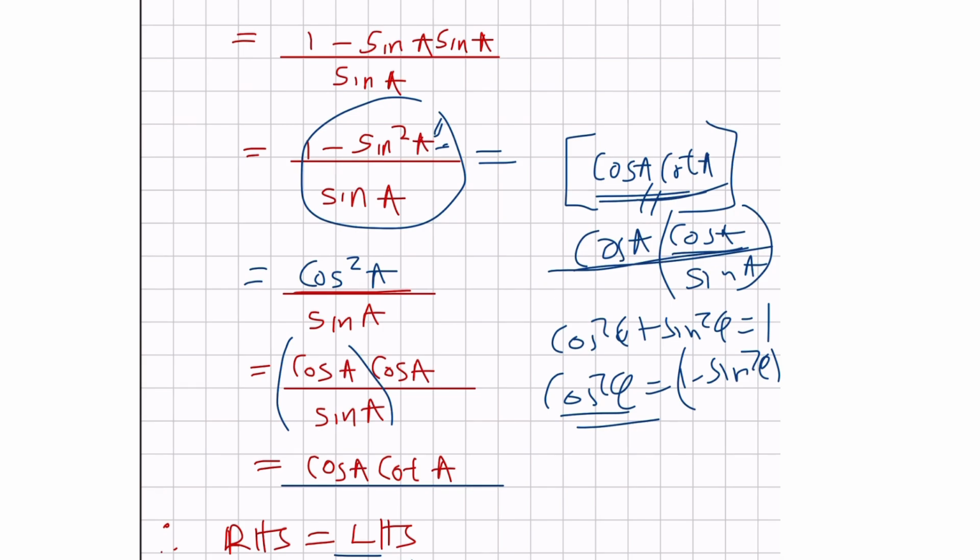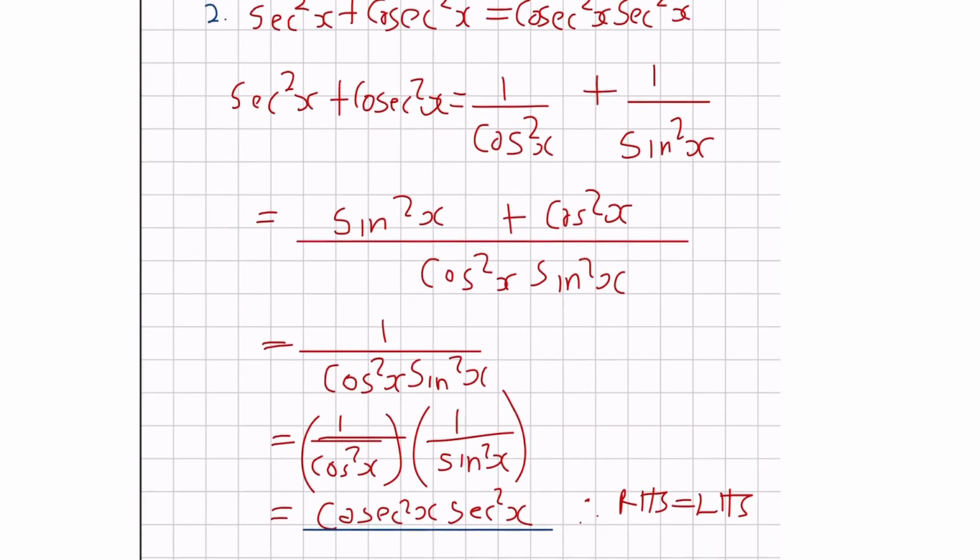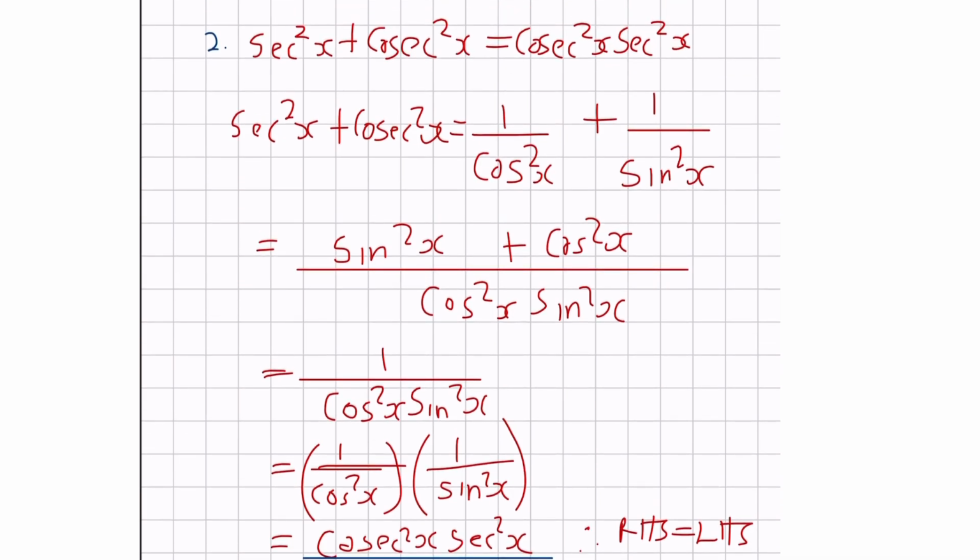The second example here is saying sec squared x plus cosec squared x is equal to cosec squared x sec squared x. So you're supposed to prove this identity. I would urge you first of all to convert into simpler sine, cos, or tan forms. Remove the cot or the sec, it might confuse you.